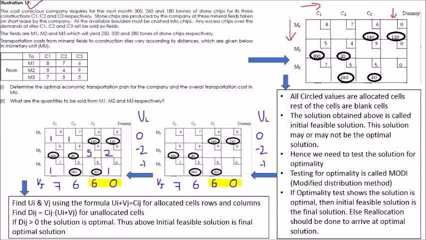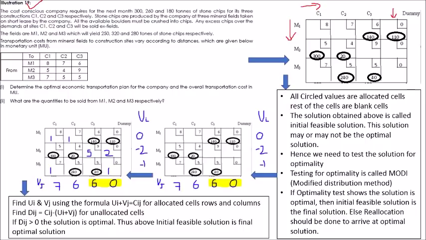This is the answer. So here we have 1, 2, 3, 4, 5, 6 allocations. Okay, so we have 6 circles, right? So we have 6 allocations. So we have m plus n minus 1, which is 6 allocations. So it is a feasible solution. Now we are going to check if it is optimal.